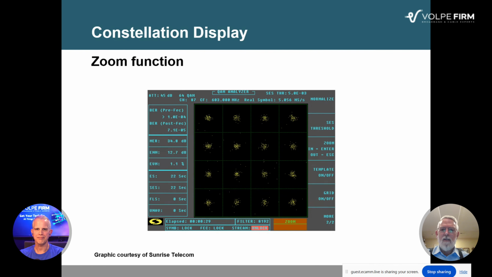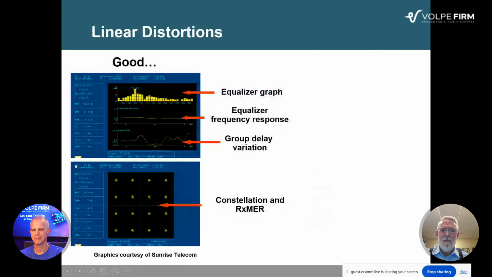And you say, well, what's going on? Signal level's good. RxMER is good. But I've got pre and post-vec bit errors, and you look on the Constellation display and you can see what's causing those pre and post-vec bit errors. There's something under there. There is something amiss, yes.